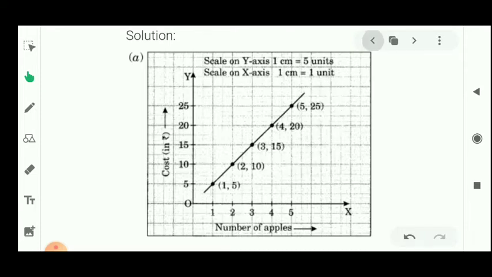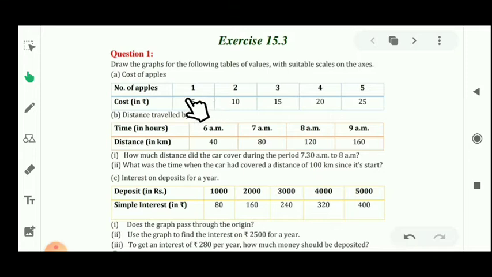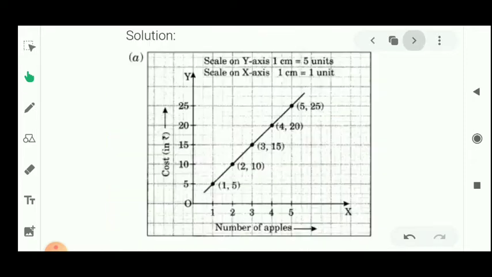Student, let's see the question again. Number of apples will be represented on x-axis and the cost will be represented on y-axis because number of apples here 1 and the cost here 5. So, how we will represent here 1 and 5. So, firstly we have to make the first point here and it is 1 and 5.